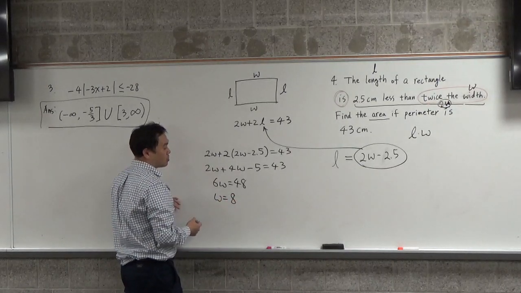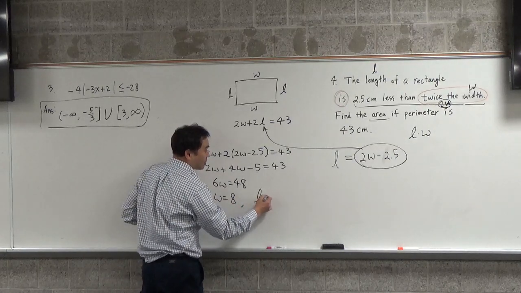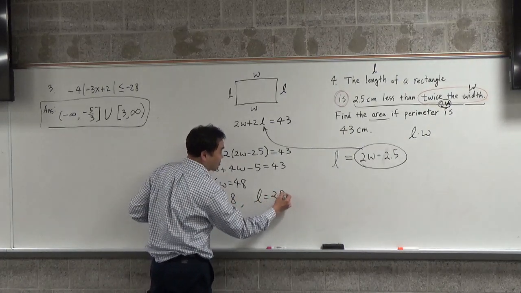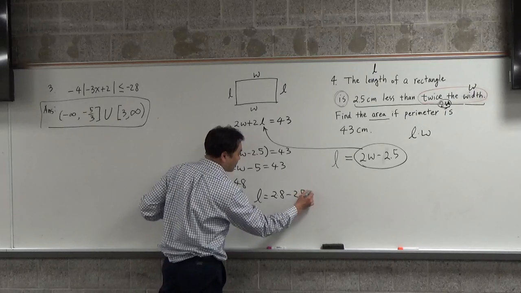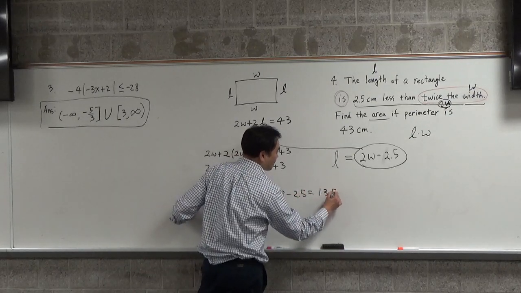And then, what about L? Plug it in. L is 2 times 8 minus 2.5. And that's 16 minus 2.5. That's going to be 13.5.